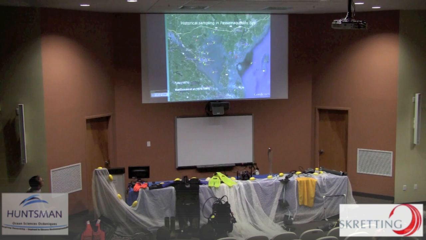So they would have beach seined along the shorelines here. They would have put gill nets in areas like here. And they had 3 trawl sites, site A, B, and C. 2 inside the bay, 1 outside, and there was actually another trawl site here, just right outside of the river.